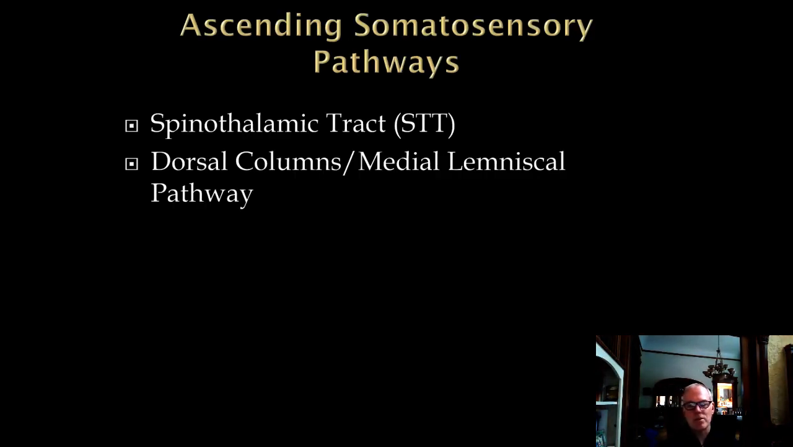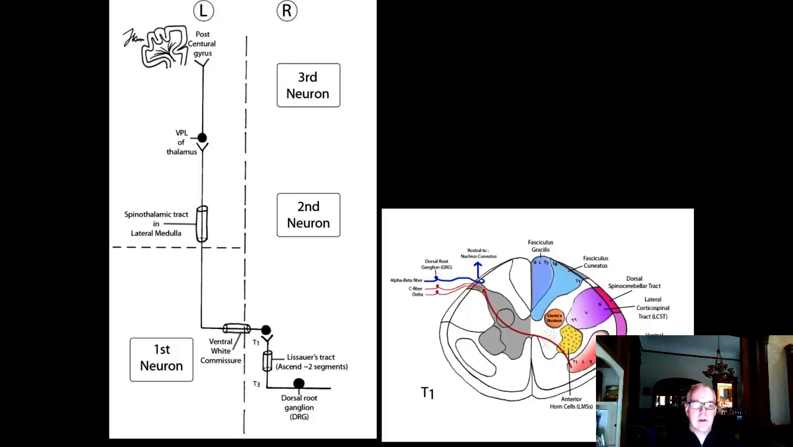Now we have sensory pathways that we've talked about already, the spinothalamic tract and the dorsal column medial lemniscal pathway. Okay, so pain and temperature again. We've talked about how this comes in via small unmyelinated fibers and ascends for a segment or two as Lissauer's tract. Then we have a synapse, and then the crossing in the ventral white commissure, and then it ascends on the opposite side of the spinal cord up through the lateral medulla. That's really important for later. Synapses on the VPL of the thalamus, and sorry for the typo here, post-central gyrus.